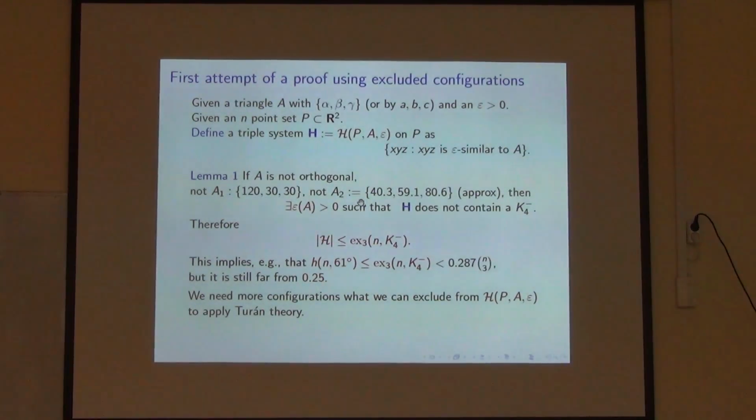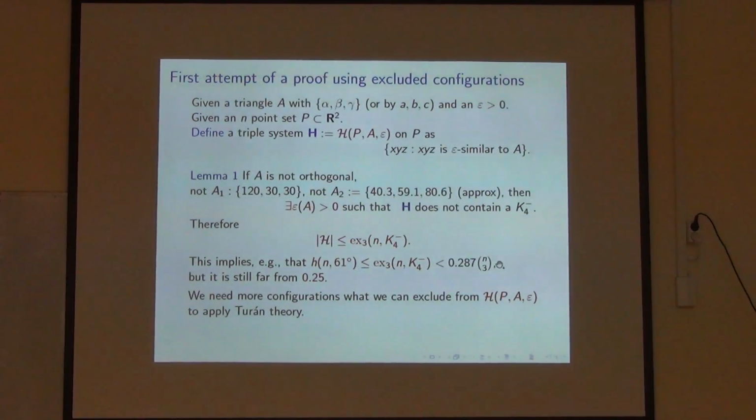If none of these, so it's a typical triangle, then we cannot put 3 copies on 4 points. So at most 2 copies only. So K4 minus is a forbidden configuration in our hypergraph. This is a good observation because it immediately gives an upper bound using Turan's theory. But this upper bound cannot be 0.25 because we know that this Turan number is larger than 1/4, as you see. But it's still a good try.